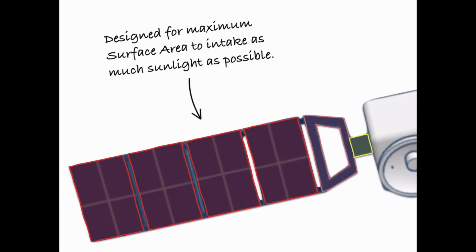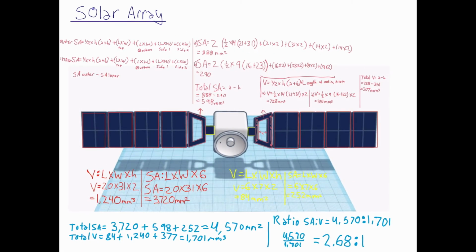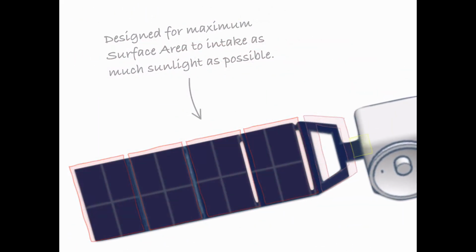The solar panels are designed for surface area to intake as much sunlight as possible. For one part of these calculations, I had to learn how to calculate surface area and volume of a trapezoid, which was fairly easy once I figured out how the formula worked. The ratio shows that this was correctly designed for surface area.